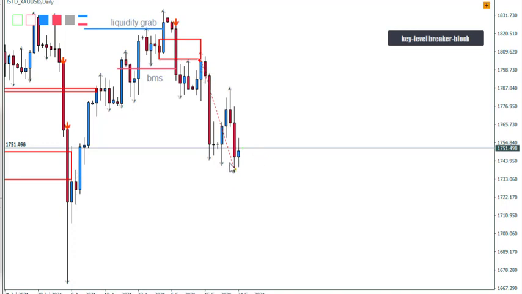It played out well and hit our take profit. Recapping our setup, the failed order block grabbed liquidity and proceeded to break structure below, creating our breaker block, which we used as our entry. Let's move on to check for other setups.